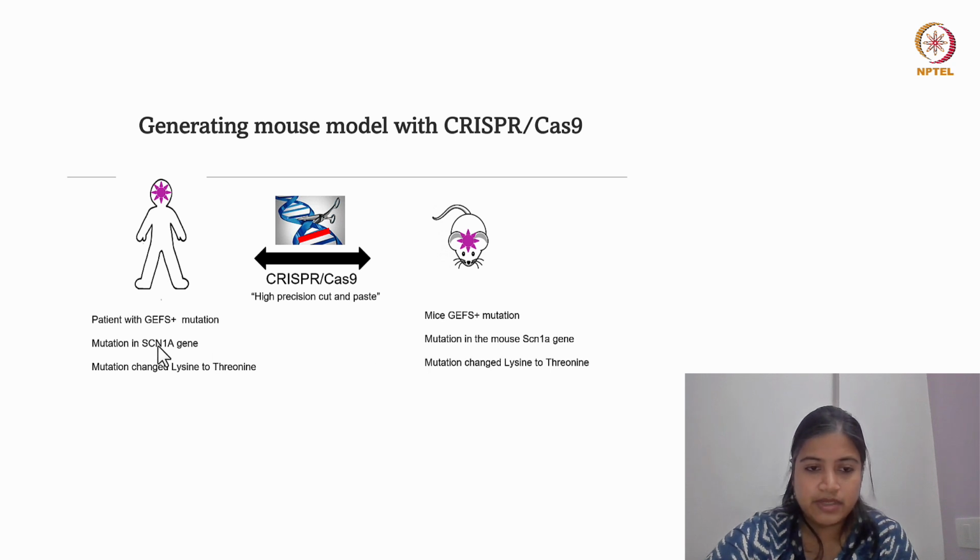The human GEFS plus patient had a change in amino acid sequence in the SCN1A gene, where a lysine residue got modified to a threonine residue. So even in the mouse, in the SCN1A gene, we introduced the same change from a lysine residue to a threonine residue at an equivalent position in the mouse genome.